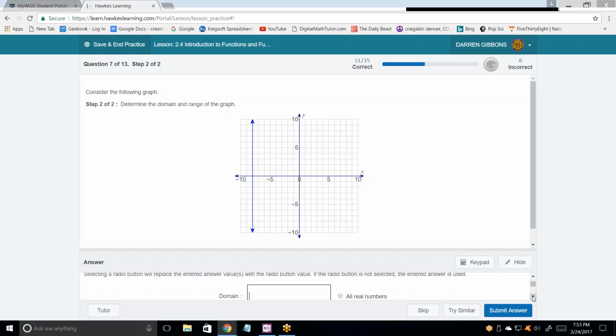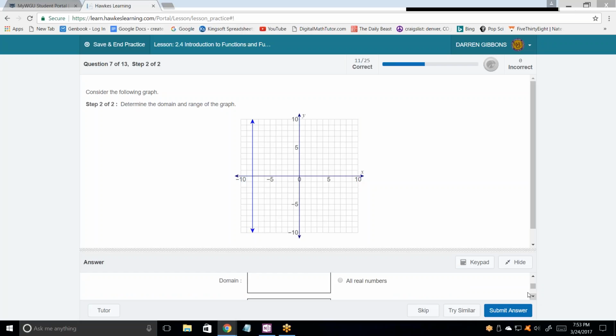So the domain was x equals -8, and the range is all real numbers.